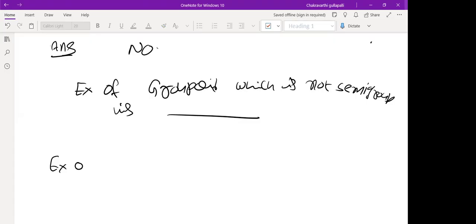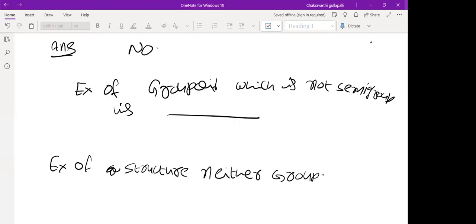Example of an algebraic structure, A circle B equal to C, where C is the smallest integer. Give me simple examples. Neither groupoid nor semi-group, both are not satisfied. What is the example?